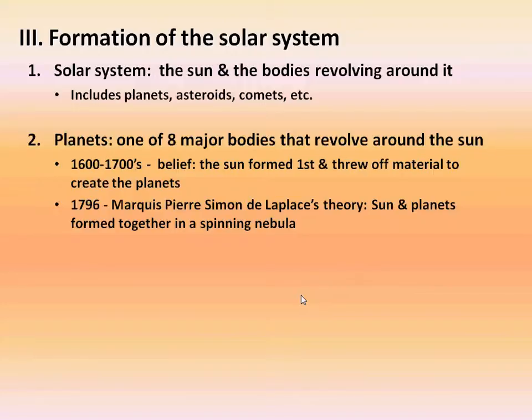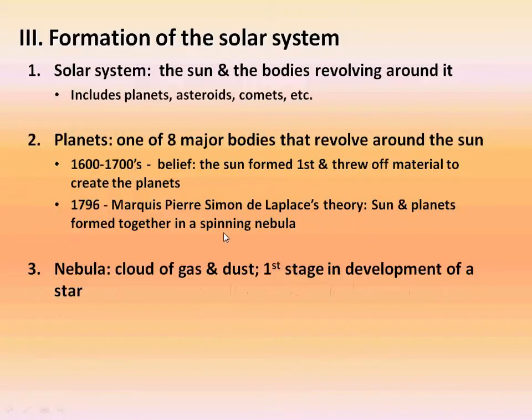Then Marquis Pierre Simon de Laplace, we call it the Laplace theory, basically said that everything that's in our solar system formed together. It was a spinning nebula, out of the gas and the debris that was left over. This is about 1796, and his idea really became the starting point for what we now know is how it happened.